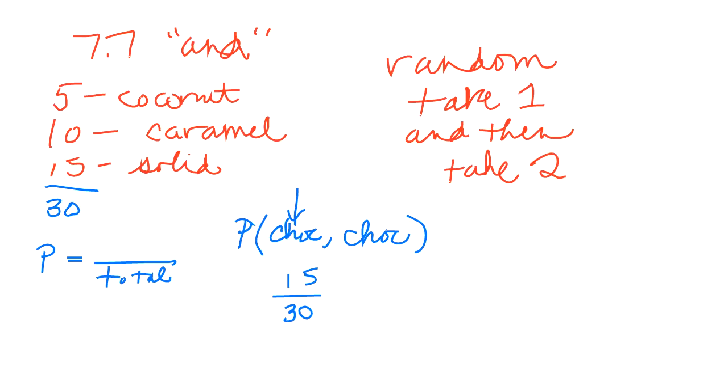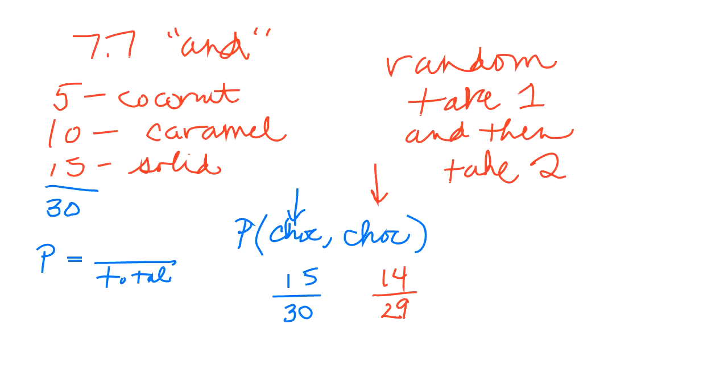Then what's the chance of me getting a chocolate on the second go round? Now I've already eaten one of them, correct? So are there still 30 in the box? How many are in the box now? Because I ate one of them, there's only 29. That's right. There's only 29. And I ate one of the chocolates, so I don't have 15 chocolates anymore. What do I have now? I only have 14 chocolates.